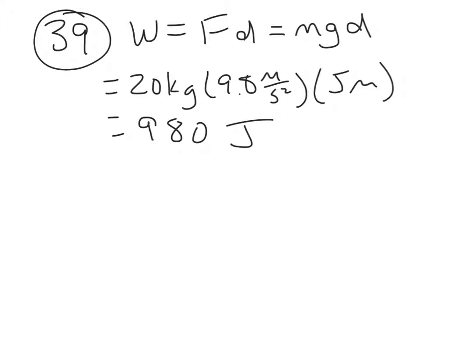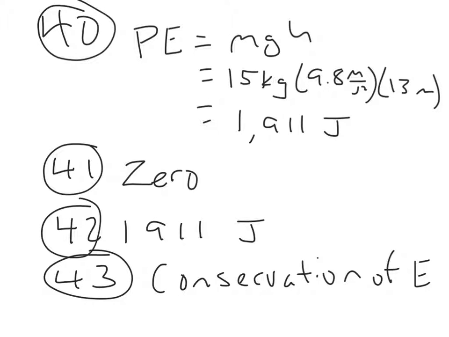Let's look at problem 40 here. It says, what is the potential energy of the melon before it starts moving downward? They didn't give you the mass of the melon. I'm sorry about that. The mass of the melon, let's say, is 15 kilograms. The equation we use for potential energy is mass times gravity times height. So we have 15 kilograms times 9.8 times 13. And the answer is 1,911 joules.